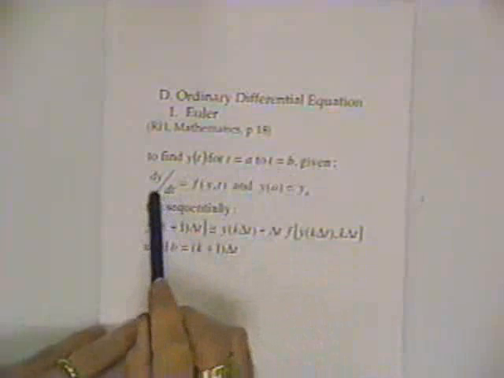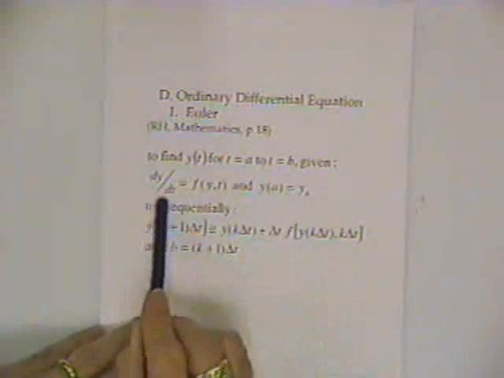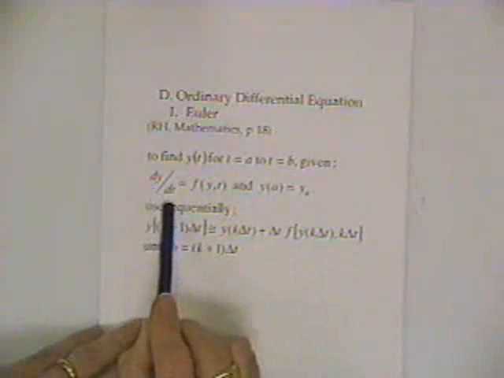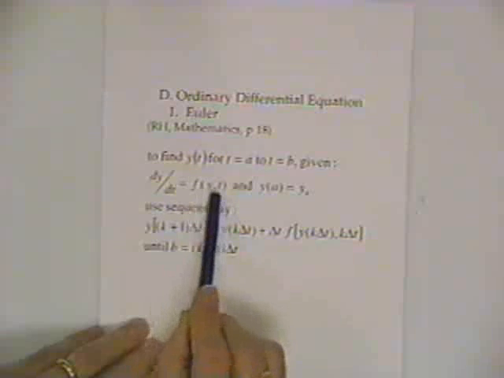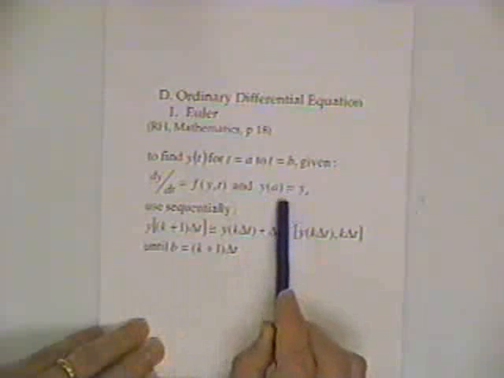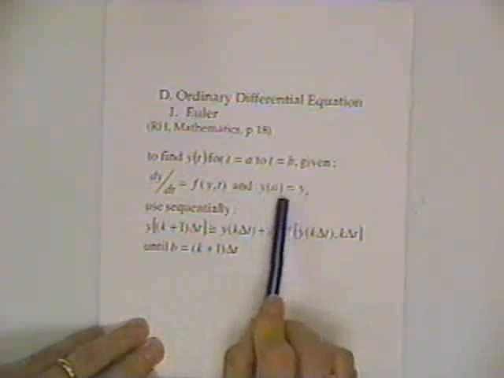And what you're given to work with is a differential equation that says something about how y changes with t. Right? So you have a differential equation that says the derivative of y with respect to t is some function of y and t. Right? So you have a differential equation to solve, and you need to be given an initial condition. In other words, what is the value of y at the start of the interval?